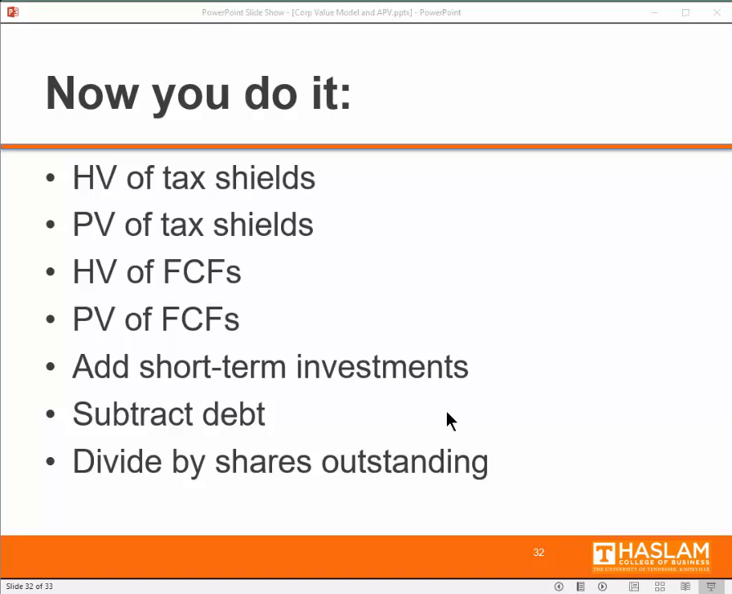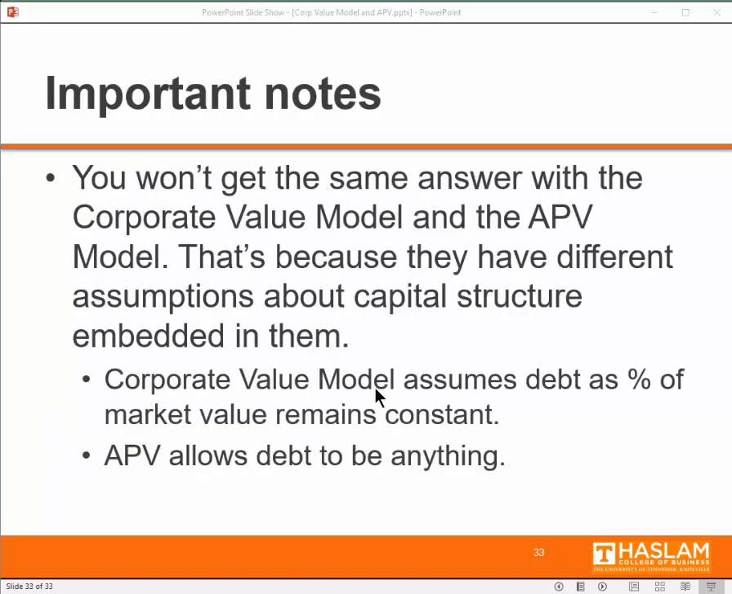All right, welcome back. Now what you have is a single spreadsheet that has both the corporate valuation model and the adjusted present value model on it. It shows you the difference in calculations. It shows you specifically what you have to do for one versus the other and the inputs that you need. And one thing to note, and I've said this before and I'll say it one more time, you're not going to get the same answer with the corporate valuation model that you get with the APV model, and that's because they do have different assumptions embedded in them.